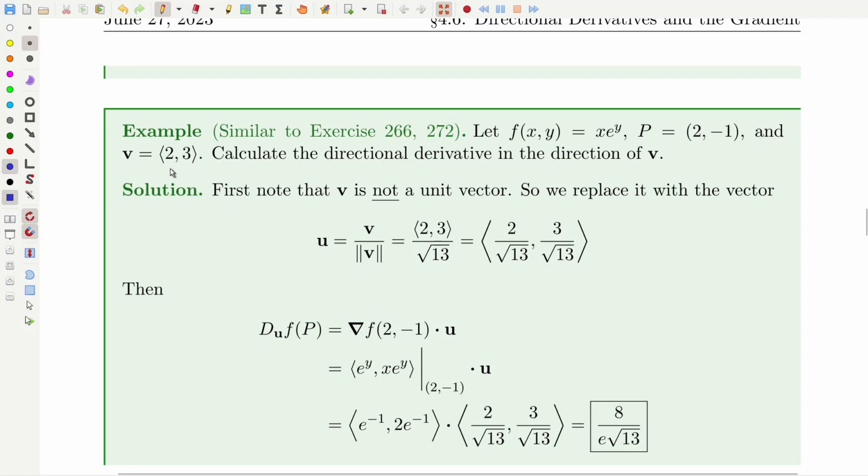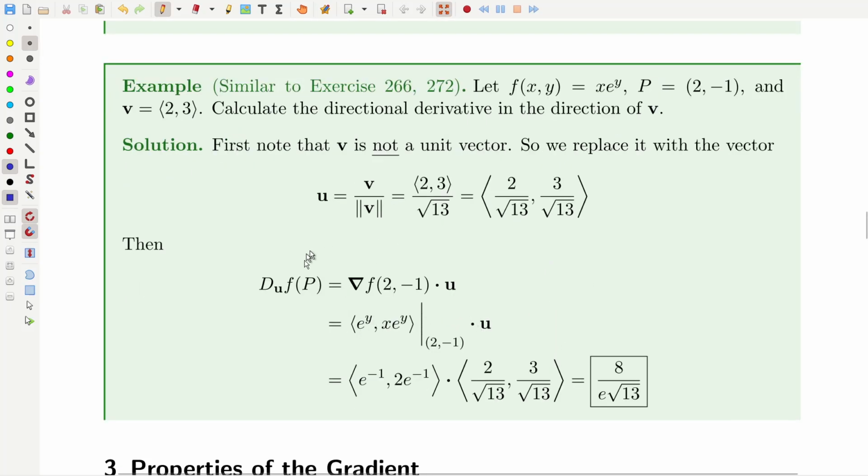2 squared plus 3 squared, 4 plus 9, 13, so square root of 13, and then you just push that scalar in. So this is the unit vector in the direction of v, and we'll use that in the computation. So the directional derivative, denoted like this, we use the formula for it in terms of the gradient. So gradient of f evaluated at the point. I'm just copying down the actual coordinates of the point, and then dot product with the direction vector.